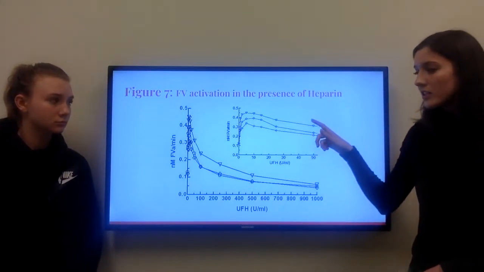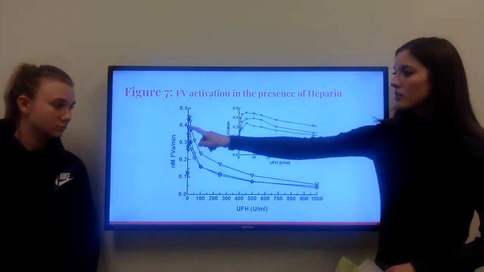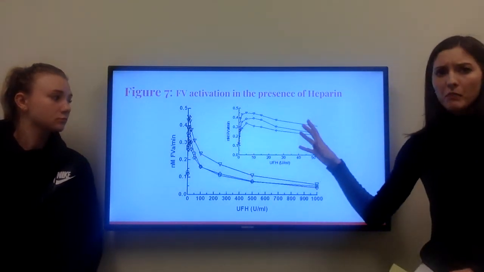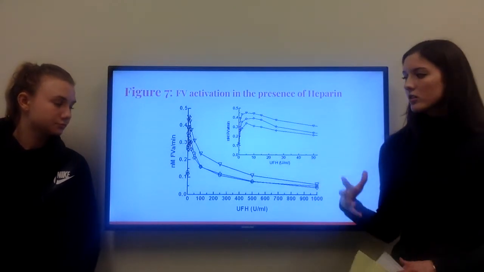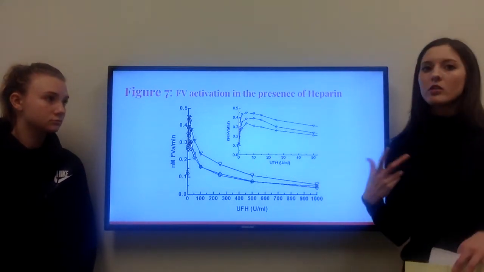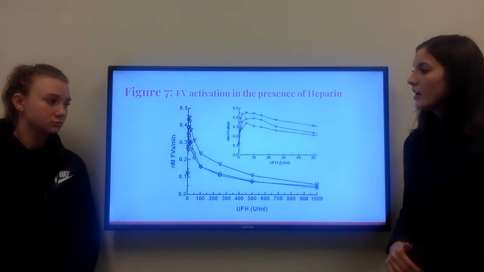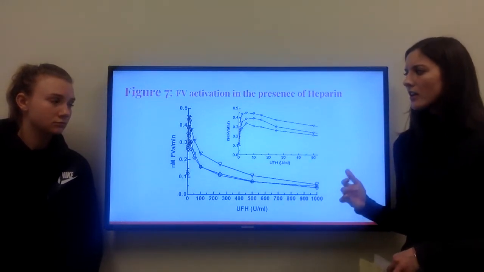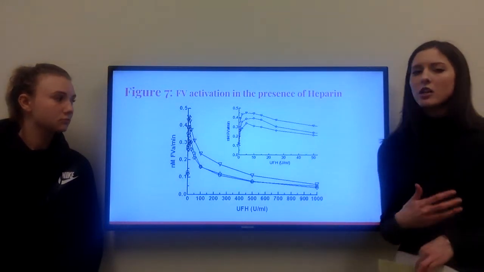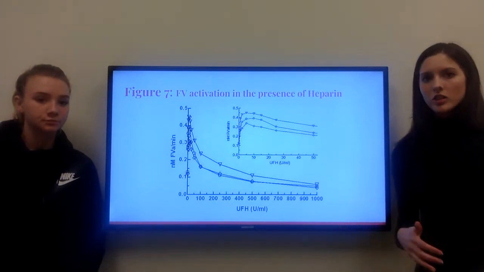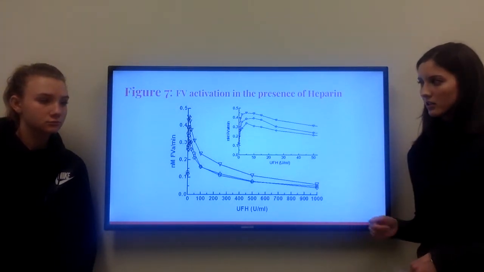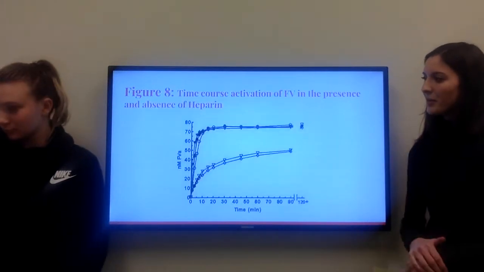However, what they did notice on this inset is that it's actually just this first part of the graph. It's kind of blown up for you. But what they saw is that at those very small concentrations of heparin, so 0.2 to 5 units per milliliter, there's actually an increase in the rate and an increase in concentration for that factor 5 activation. So they found that really interesting, which is what led them into their next study of heparin.